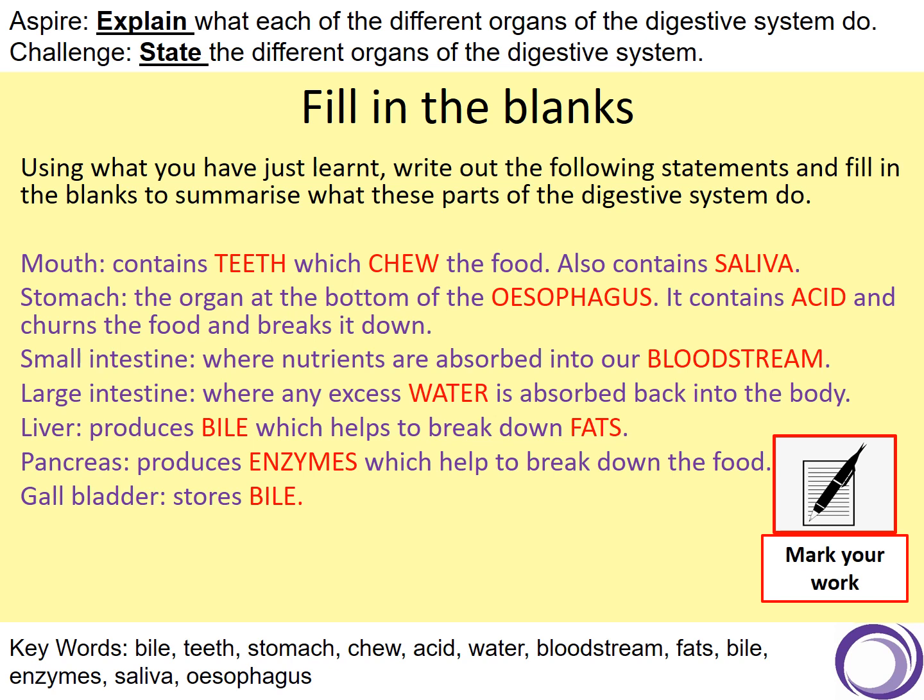The next missing word is the bloodstream. So the small intestine is where nutrients are absorbed into our bloodstream. The next missing word is water. So the large intestine is where any excess water is absorbed back into the body. The next two missing words in the sentence are bile and fats. So the liver produces bile, which helps to break down fats. The pancreas produces the next missing word, which is enzymes, which helps to break down food. And then the last missing word is bile. So the gallbladder stores bile.